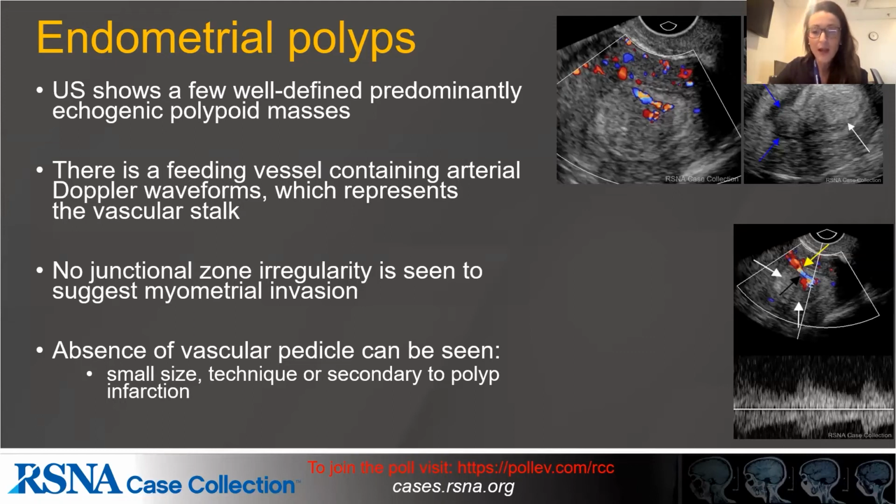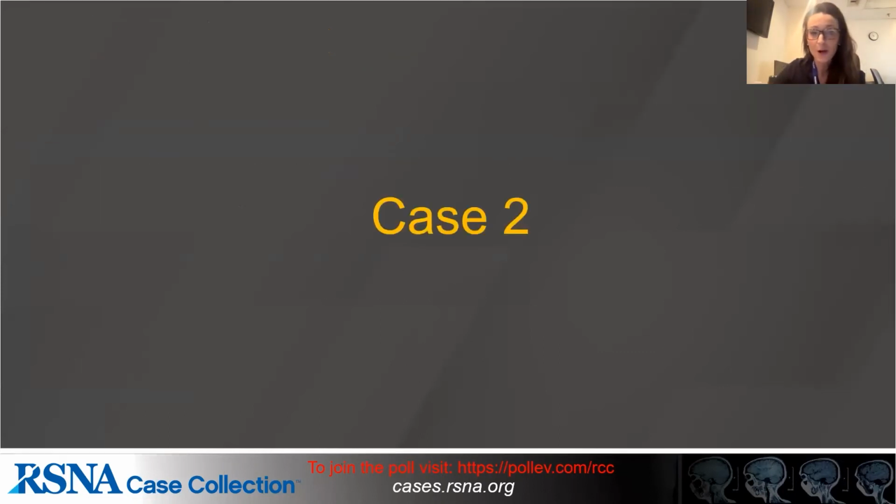And of note, there are some technical limitations in which you would not see internal vascularity within these lesions, namely if the polyps are very small, if there's poor sonographic technique where the color scale is not dropped all the way down to determine slow flow, or if the polyp has infarcted. Great job. Case number 2.